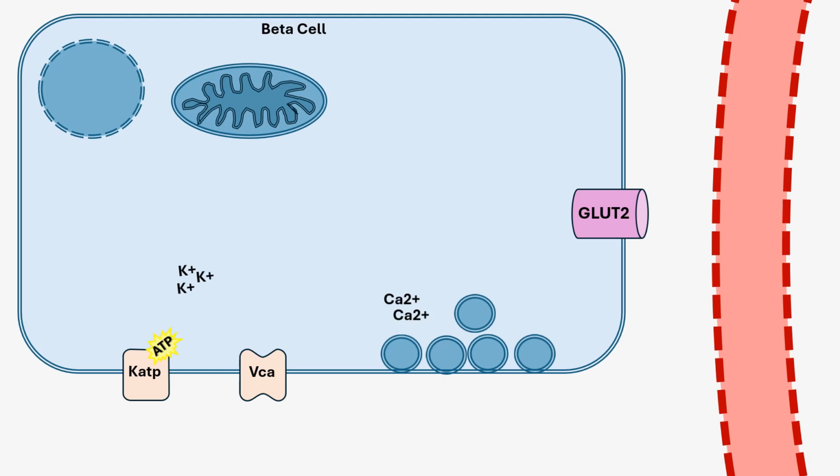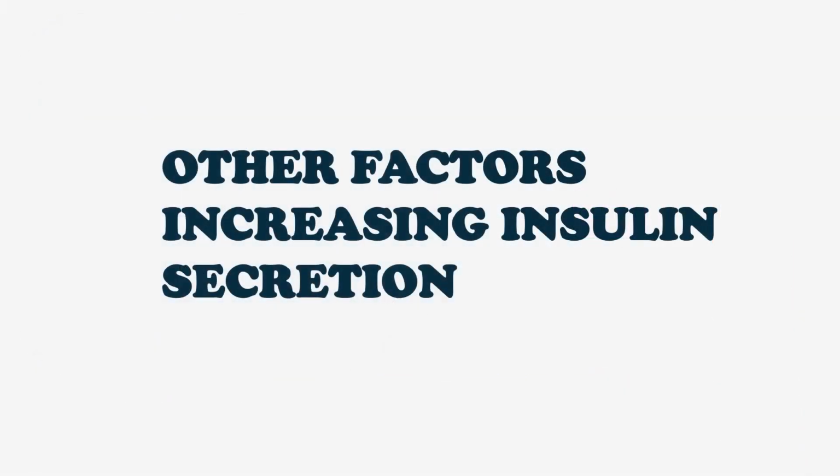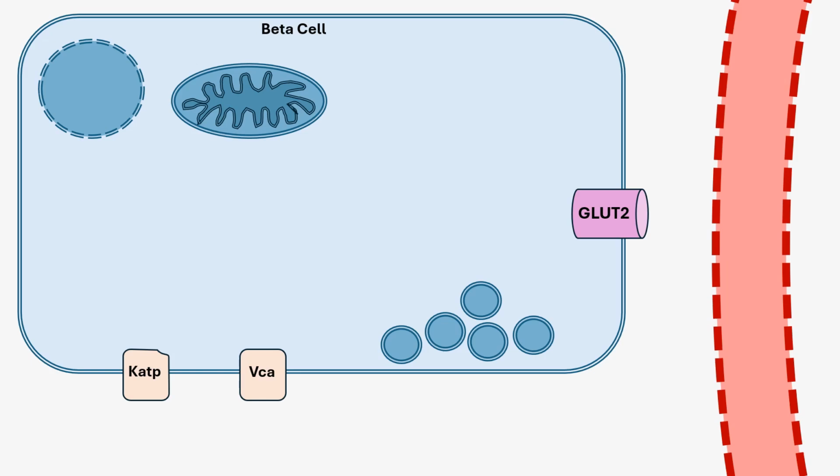After several minutes, a second phase kicks in, involving the recruitment of more vesicles from a reserve pool within the cell, as well as the activation of more enzymes related to insulin production. It is not only glucose that affects insulin secretion, as we shall soon find out. First of all, amino acids and fatty acids can be metabolized and eventually also yield ATP molecules, increasing insulin secretion.